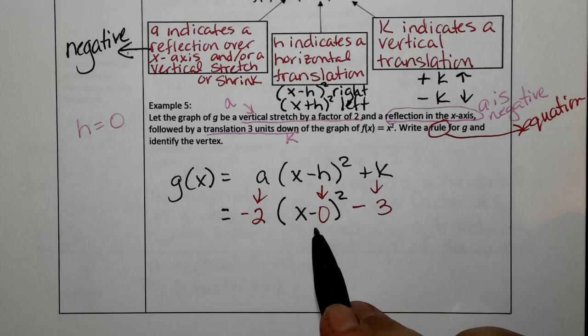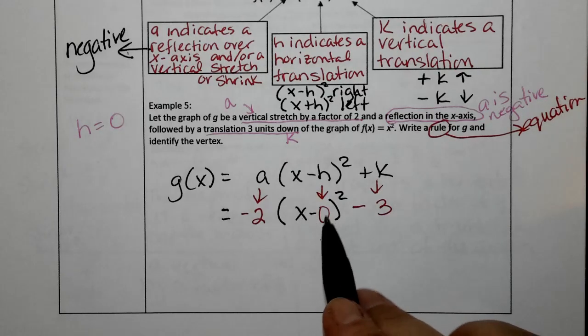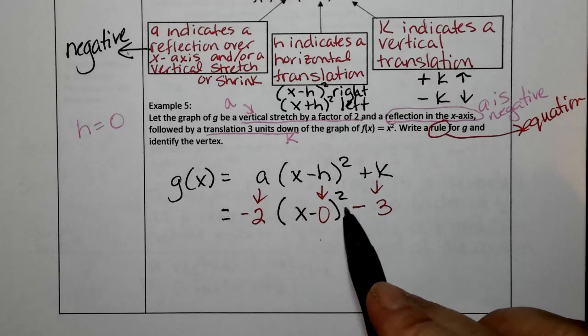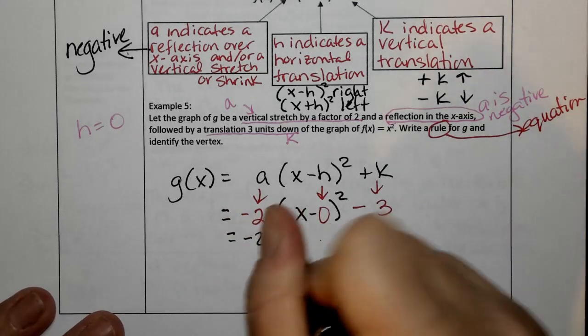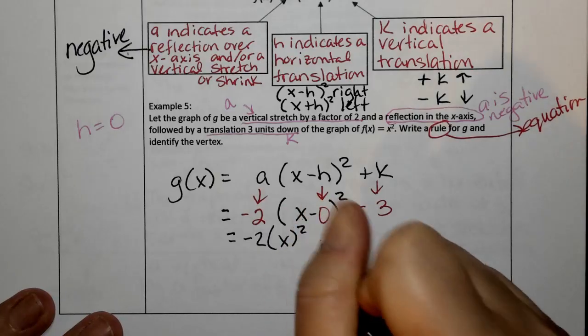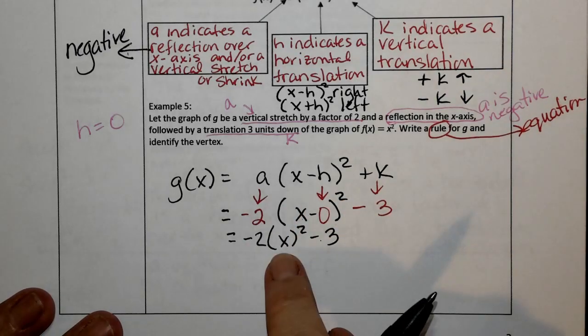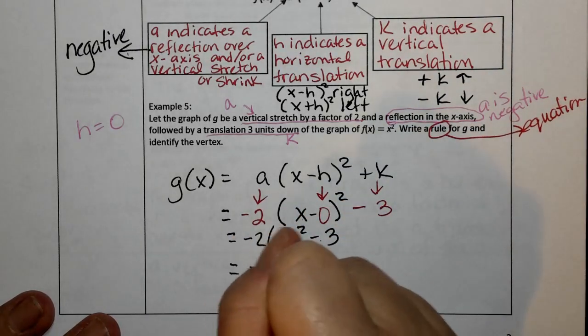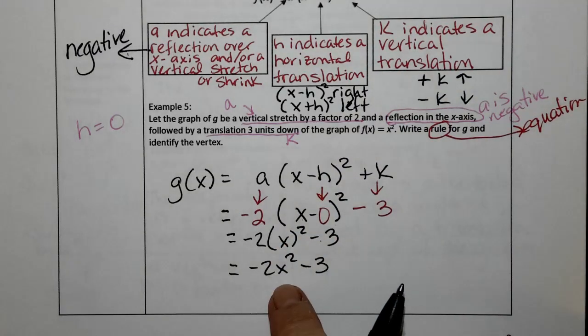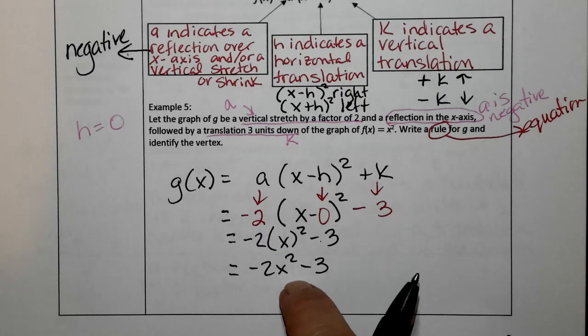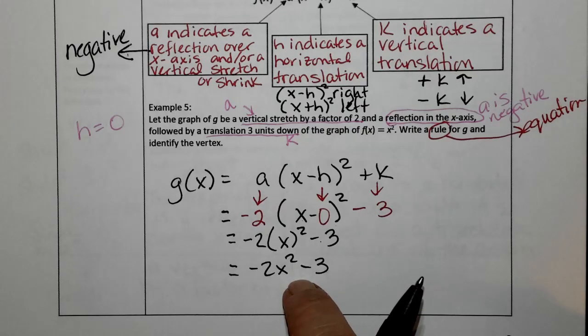So now we are going to simplify. x minus 0 is x, x squared is still x squared. So this becomes negative 2 times x squared minus 3. Now I'm just going to simplify this and make it negative 2x squared minus 3. If you ever have something that looks like it's in standard form but it's missing the b value, remember that's ax squared plus bx plus c, that means that it did not have a horizontal translation.